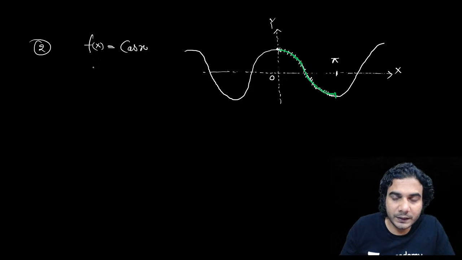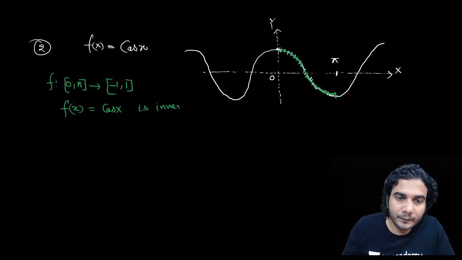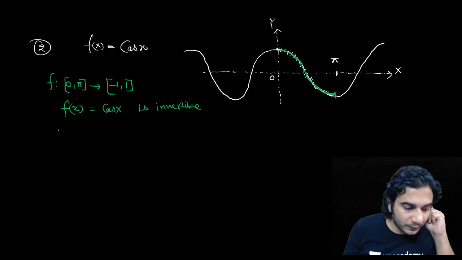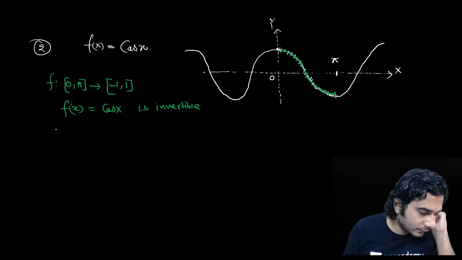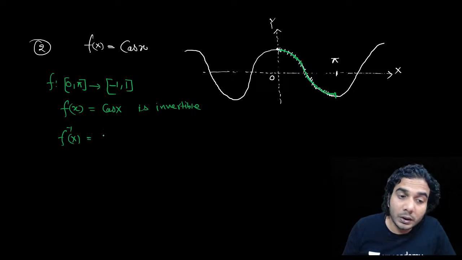So this is the cos inverse. I have defined the function from 0 to pi to minus 1 to 1. In this interval, you can see f(x) = cos x is invertible. This is invertible, then we can define f inverse(x) as cos inverse x.